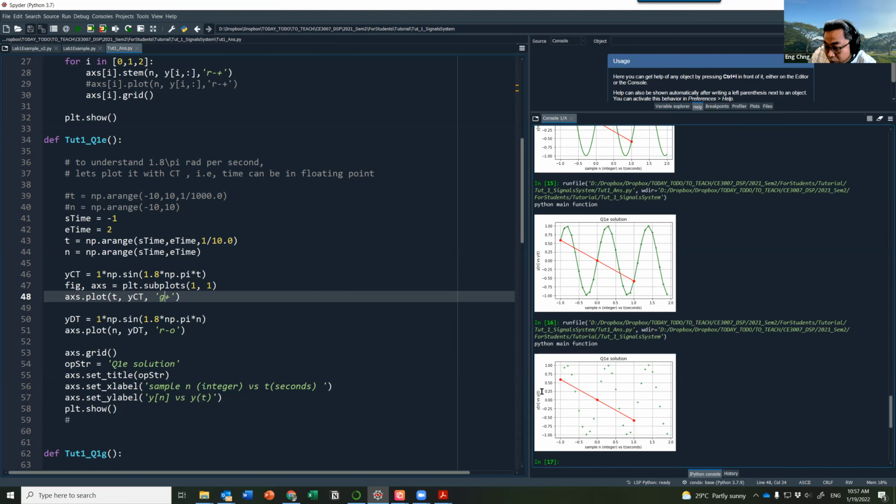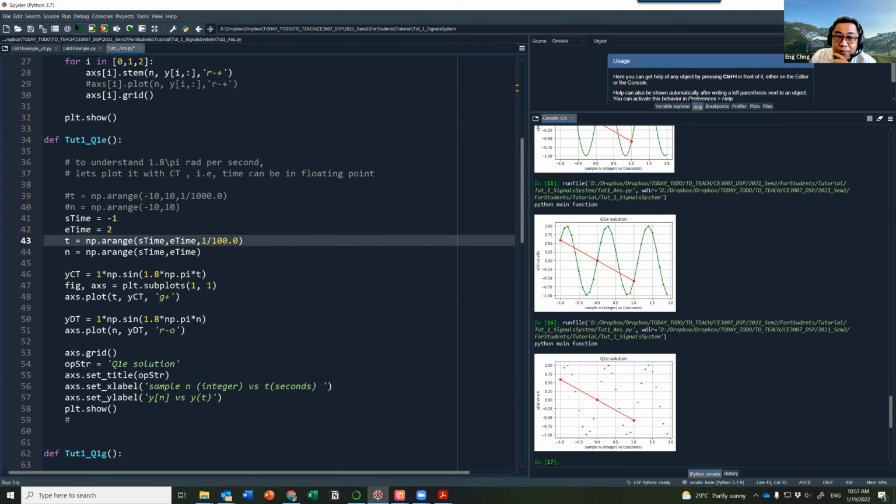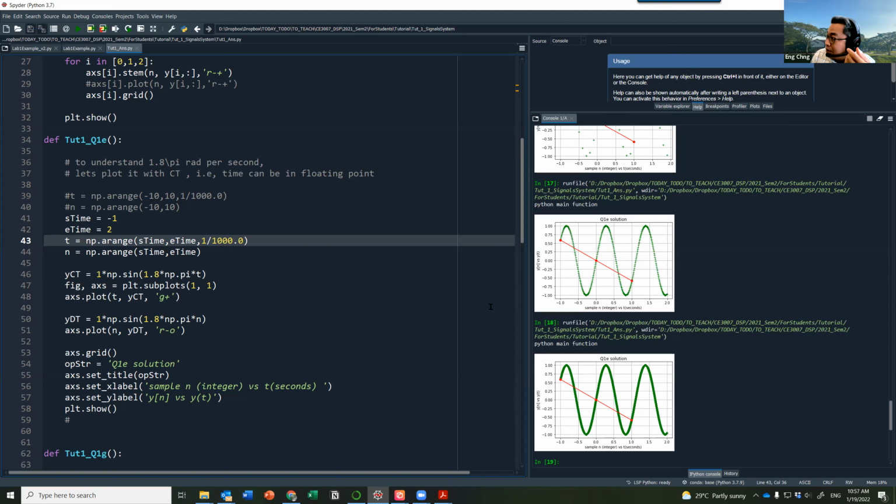Yes. So what happened is that as I increase the number of points for my green guy, it becomes smoother and smoother. And if I increase up to 1,000, basically the green guy now forms like a continuous line.